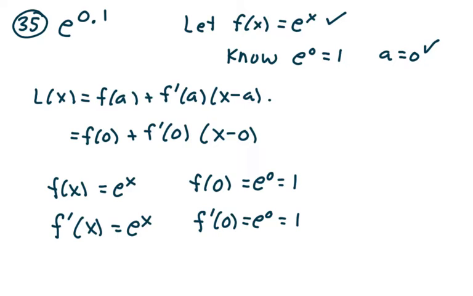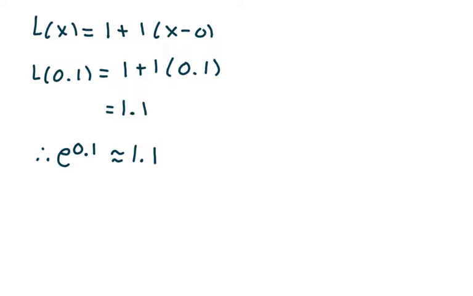F of x is equal to e to the x, and so f of 0 is 1. F prime of x is e to the x, and f prime of 0 is 1. If we put everything together, we get L of x is equal to 1 plus 1 times x minus 0. And I need to replace x with 0.1, and so L of 0.1 is 1 plus 1 times 0.1, which is equal to 1.1. And so e raised to the 0.1 is approximately 1.1.